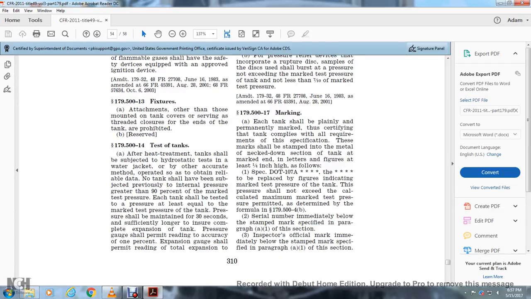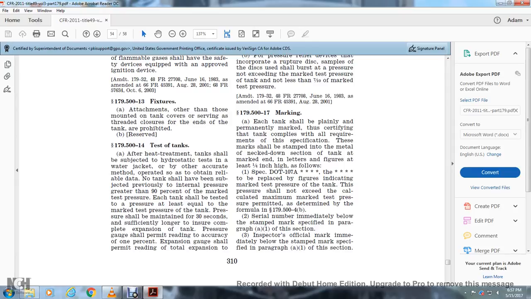179.514 Test of the tanks. After heat treatment, the tank shall be subjected to the hydrostatic test and the water jacket, or other accurate methods, so as to obtain reliable data. No tank shall have been subjected previously to internal pressure greater than 90% of the marked tank test pressure. Each tank shall be tested with a pressure at least equal to the marked test pressure on the tank. The pressure shall be maintained sufficiently long to ensure the complete expansion of the tank.